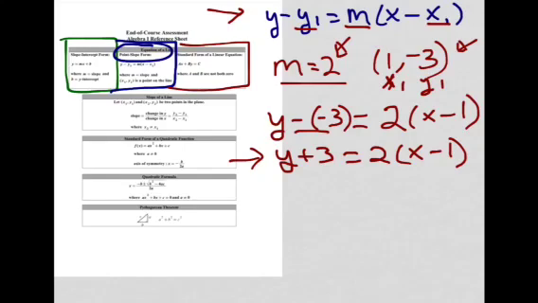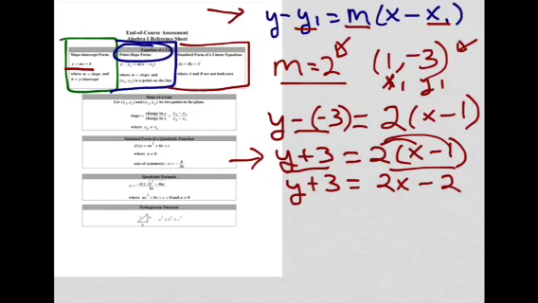Because slope-intercept form, mind you, the equation is solved for y, meaning y is by itself, and it's simplified. Clearly, y is not by itself, and it's clearly not simplified. So we need to do that. So the first step in simplifying, you might be saying, hey, make sure you distribute that too. Give everybody some love. So do that. y plus 3 equals 2 times x is 2x minus 2 times 1 is 2.